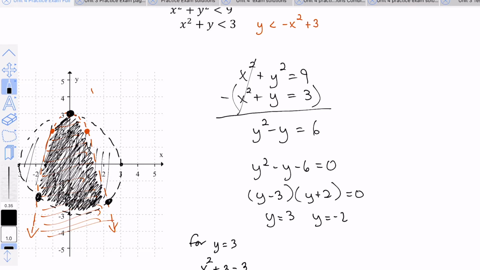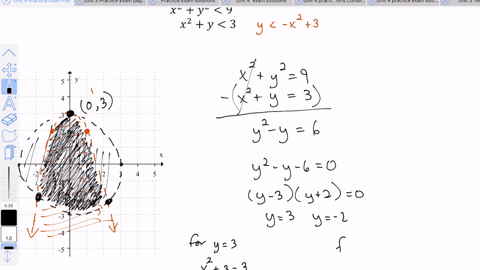So x equals 0, which is what we anticipated. That corresponds to that point right there. So one of the vertices is the point 0, 3.